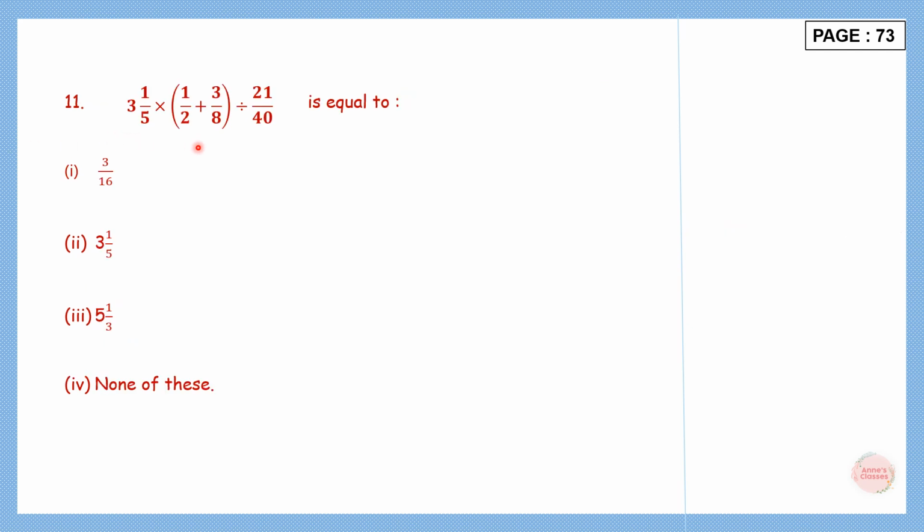Question 11, we have to work out this and find out what it is equal to. So let's write down that question. So we have the question here. What are the operations? We have multiplication, we have brackets, and we have division. So we have to do brackets first. So this is what we need to work out first. So everything else will remain the same. So this is 3, 1 by 5. Let's convert it. 5 3s are 15 plus 1 is 16. So this is 16 by 5 into. Now we're going to work this one out.